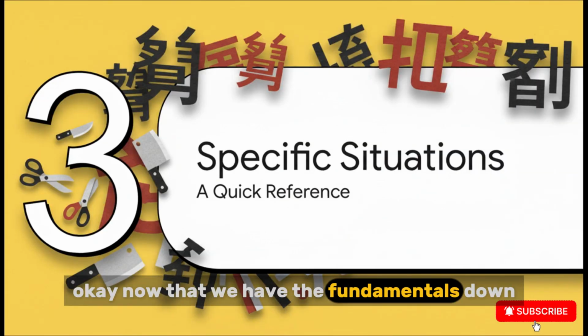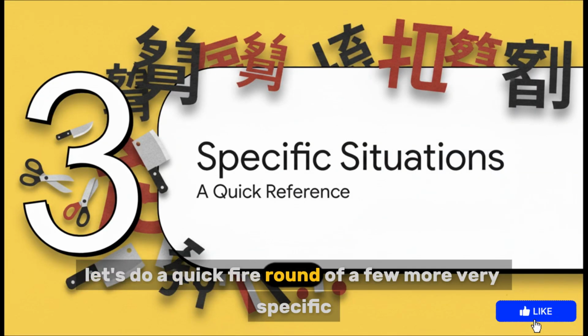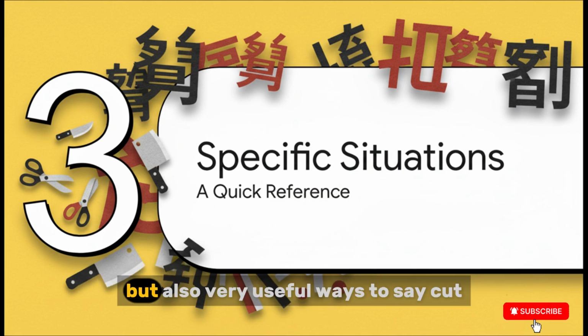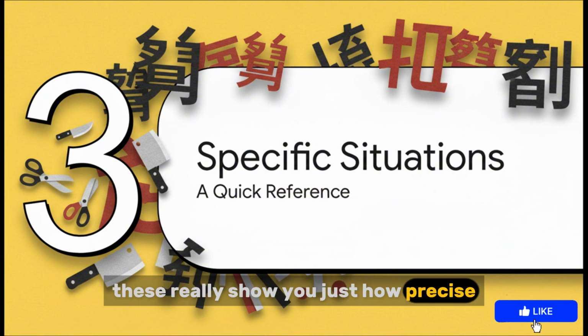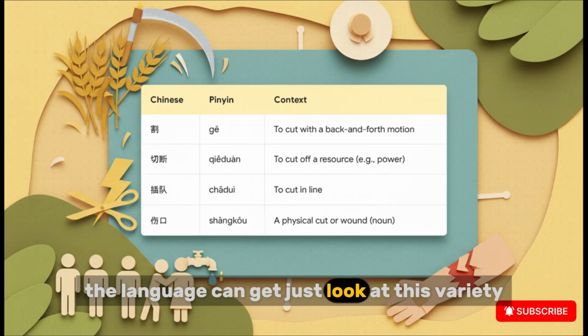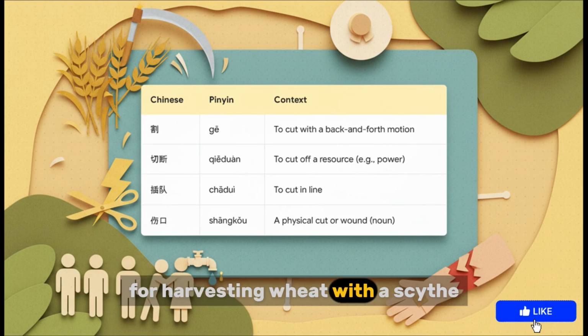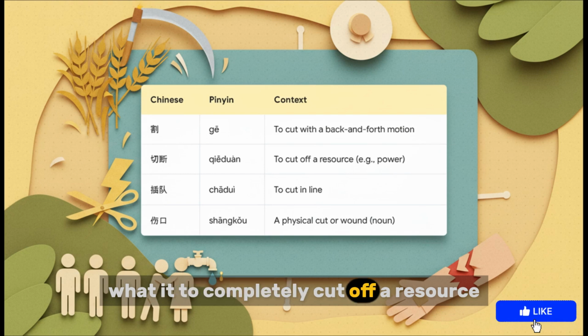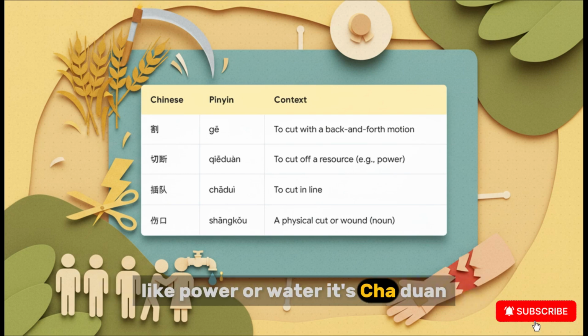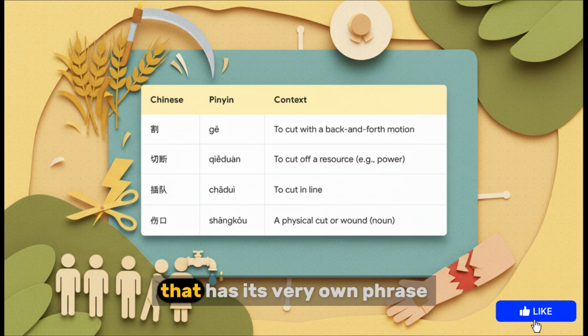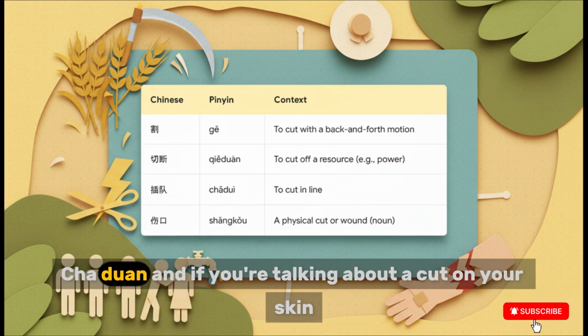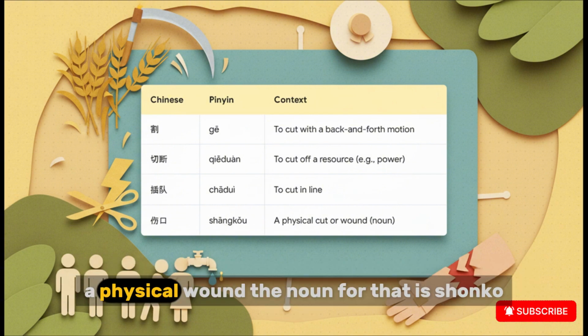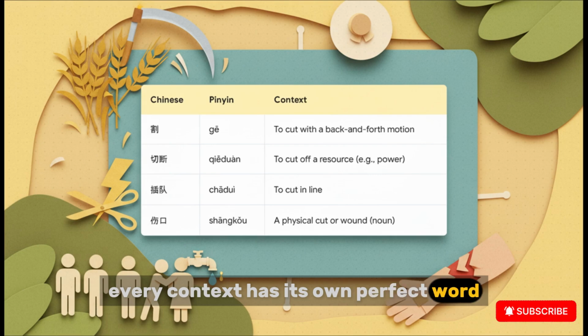Okay, now that we have the fundamentals down, let's do a quick fire round of a few more very specific, but also very useful, ways to say cut. These really show you just how precise the language can get. Just look at this variety. For harvesting wheat with a scythe, that back and forth motion, you use ge. To completely cut off a resource like power or water, it's che duan. Cutting in line, yep, that has its very own phrase, cha dui. And if you're talking about a cut on your skin, a physical wound, the noun for that is shangkou. Every context has its own perfect word.